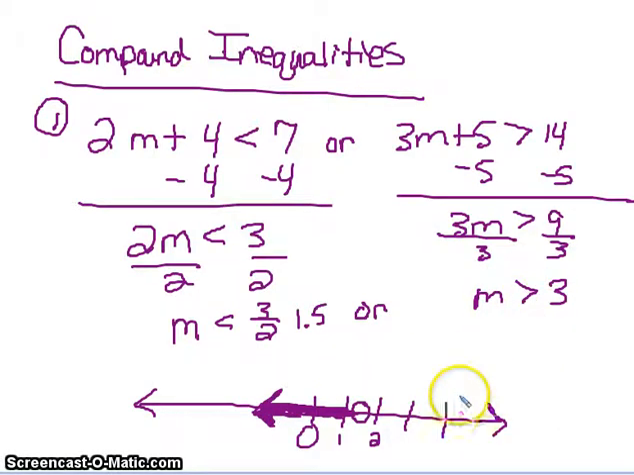If I have m is greater than 3, because there's no equal to sign there, I have an open circle. Oop, I went to 4. 1, 2, 3. So then we're going in the opposite direction for greater than. So the or is what we said is a split. Remember I said in absolute value, greater goes in the opposite direction.